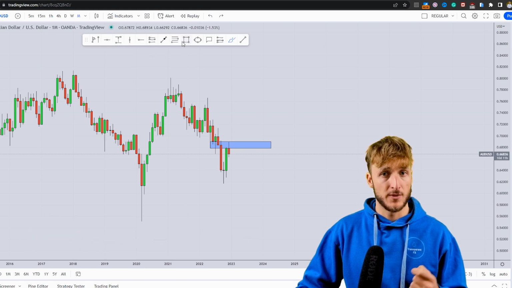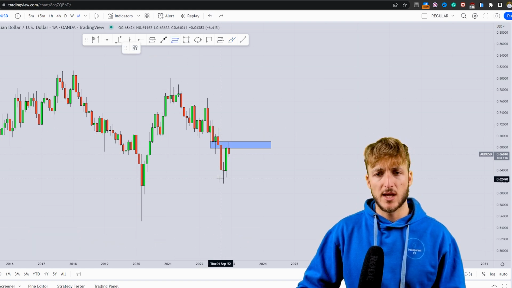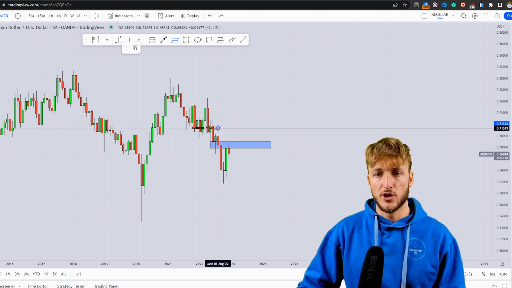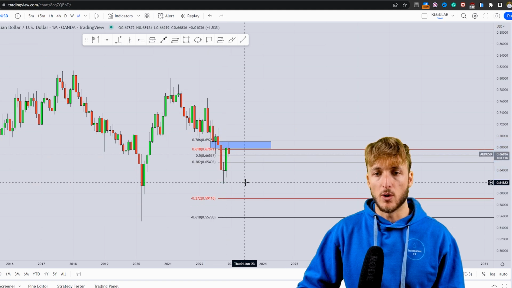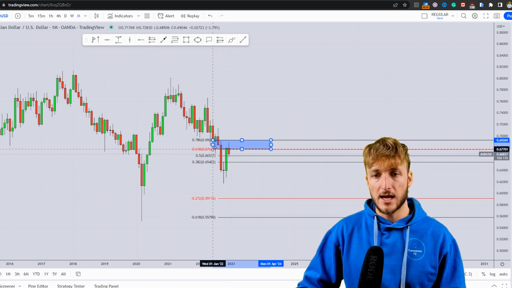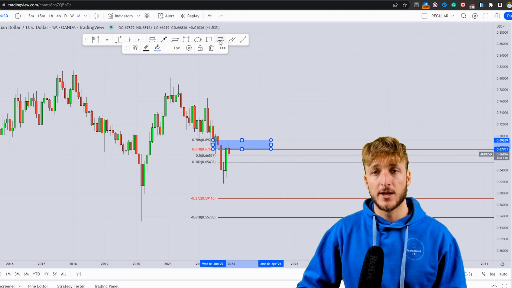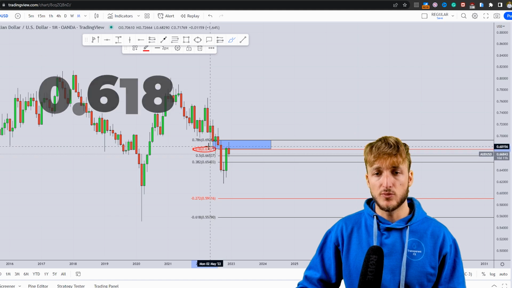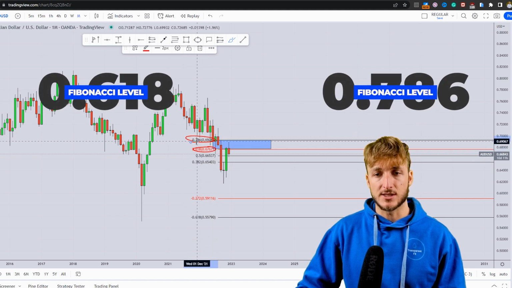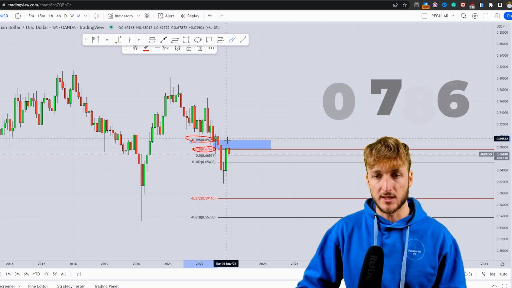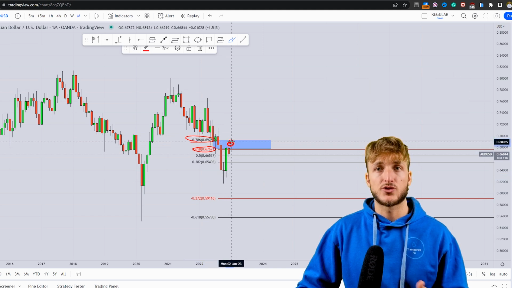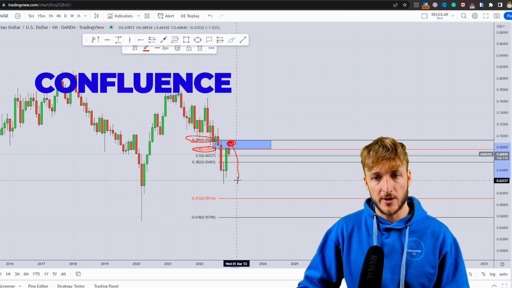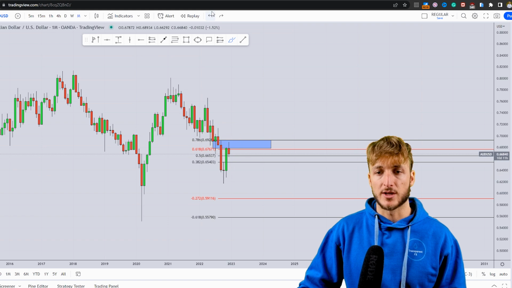from this zone. We can also notice how, in general, since we have an impulse and correction, if you want to measure a correction after an impulse, you have to take your Fibonacci from the high to the low of the impulse. And if we do that, we can see how the area that the market is currently rejecting is also lining up perfectly with the zone that is in between the 0.618 and 0.786 of the Fibonacci taken on this monthly impulse, which is a quite strong supply and resistance zone. So we have confluence of resistance inside of this area that we could expect the market to reject lower.